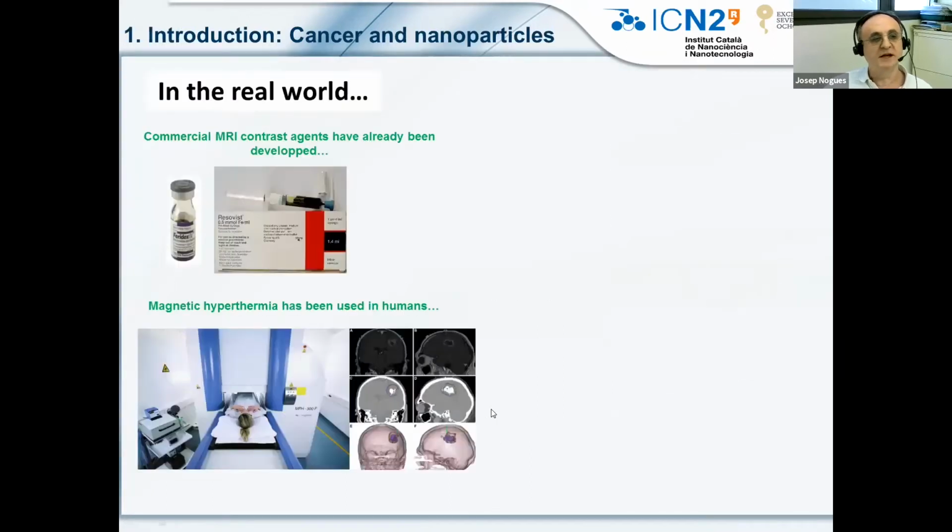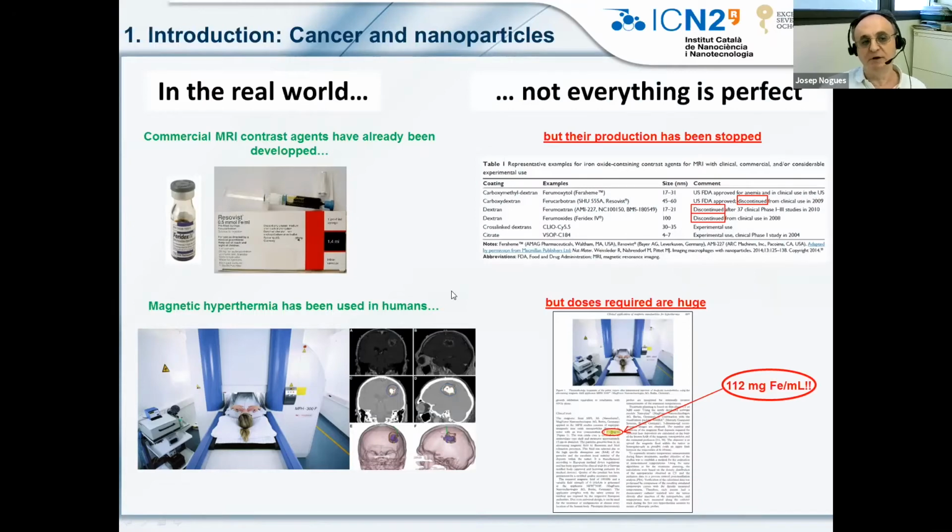So what's the status in the real world? There have been several commercial MRI contrast agents using iron oxide, and magnetic hyperthermia has already been tested in humans in phase 2. However, not everything is perfect. In fact, the commercial production of MRI contrast agents based on iron oxides has been stopped, mainly because they cannot compete against the gadolinium-based ones.